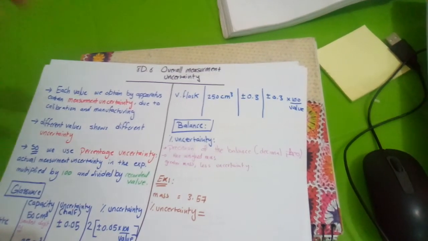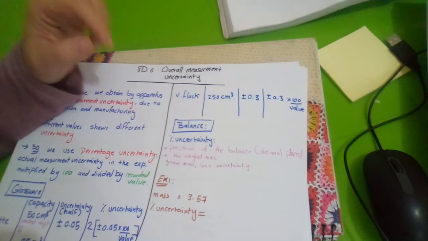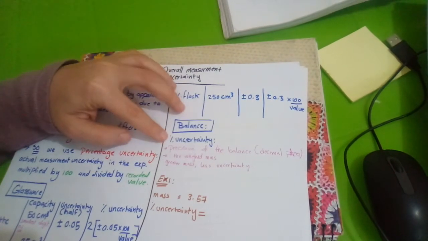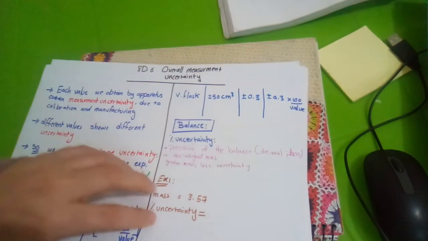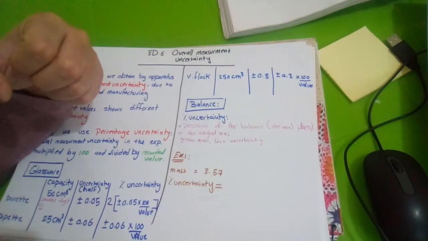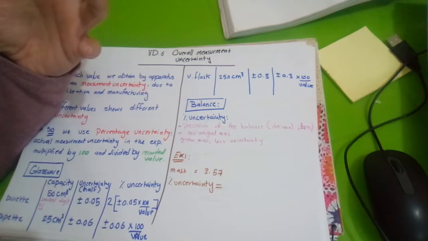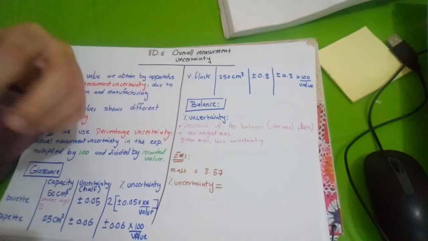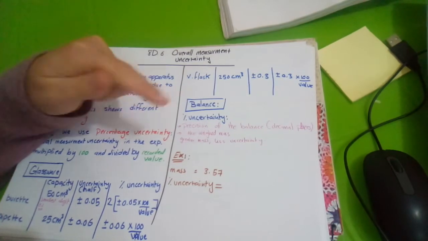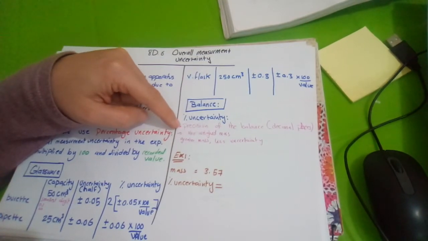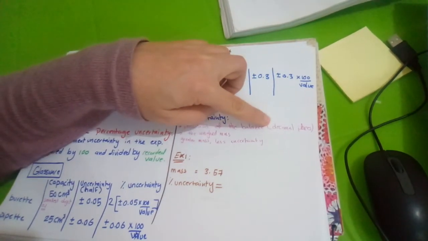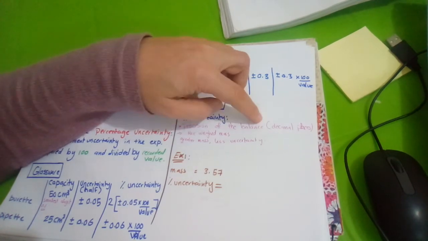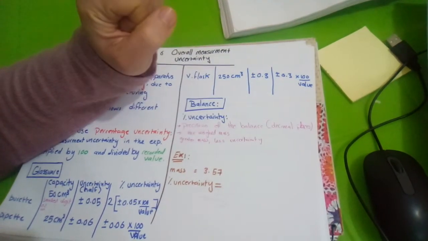We also use in the lab the balance in order to weigh the mass. Before we start calculating the percentage uncertainty, we have to represent what are the factors. The percentage uncertainty of a balance depends on what? It depends first of all on the precision of the balance. The precision of the balance means how many decimal places this balance can read for each mass.